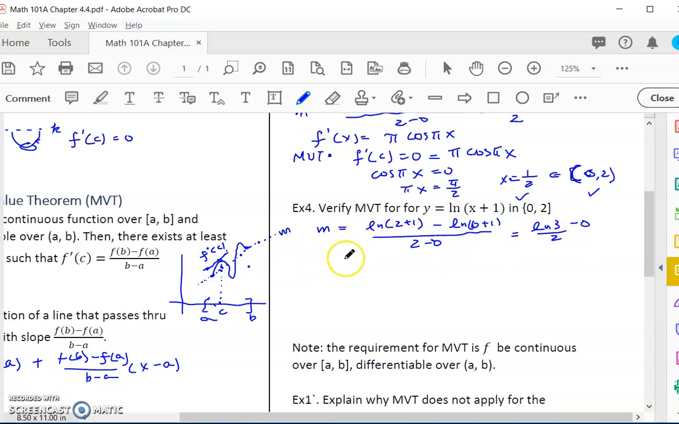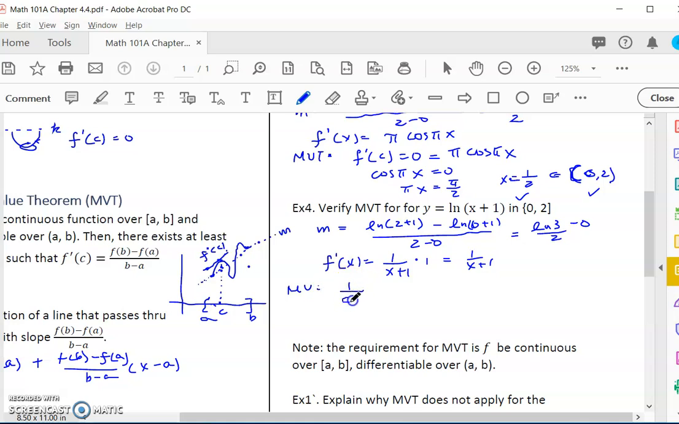And what does the MVT say? The MVT says if you take f prime of x of this function, remember how to differentiate the log: ln of 1 plus x, the derivative is 1 over x plus 1 times the derivative of the inside, which is just 1, right? So that is equal to 1 over x plus 1. What does the mean value theorem guarantee?